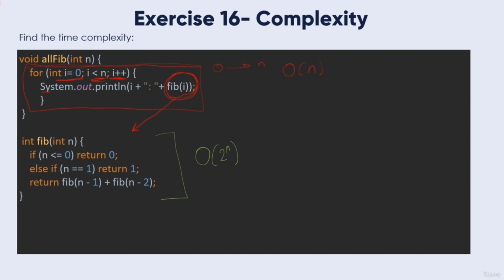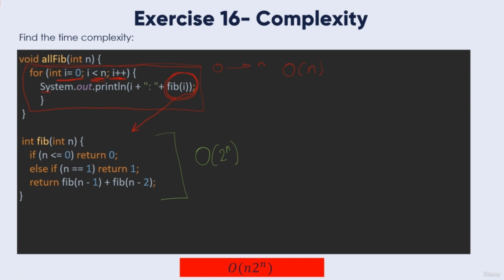But the trick here in this question is that it is not just calling the function. We are inside a loop, calling this function every time. So here we have n times, so we are going to call the function n times, and the function complexity is 2^n. Therefore, the complexity of this is n times 2 to the power n.